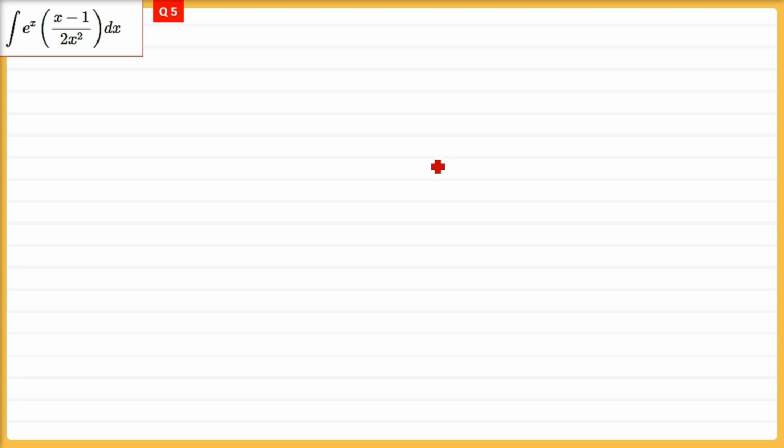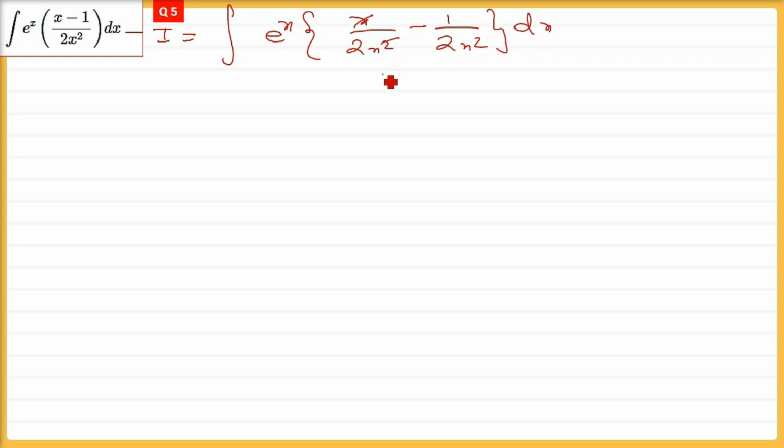Now this is e raised x into (x minus 1) by 2x square dx, the next integral I. It doesn't seem to follow our formula, but we just give it a twist. Just resolve it, and you'll see that this follows our formula. So e raised x, I'm separating these two terms, x by 2x square minus 1 by 2x square dx. What is x by 2x square here? You can cancel this, 1 by 2x will come. And 1 by 2x square will also come.